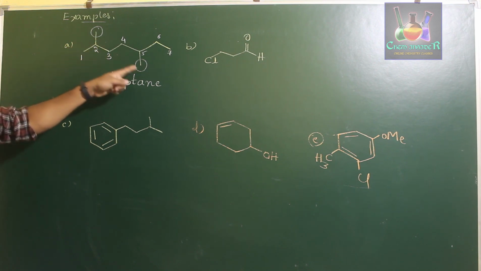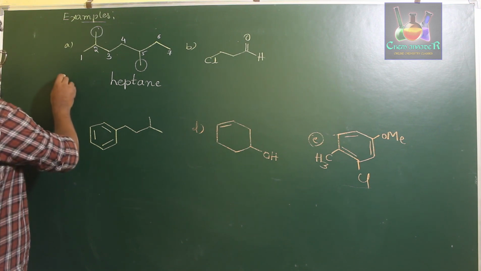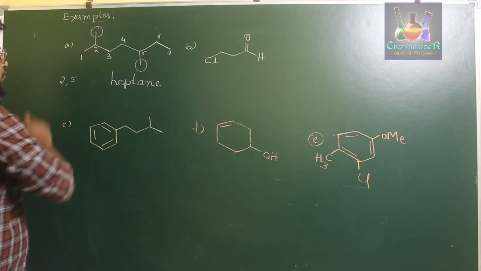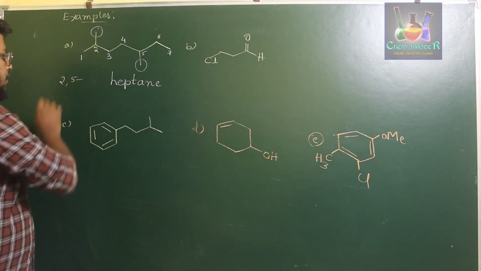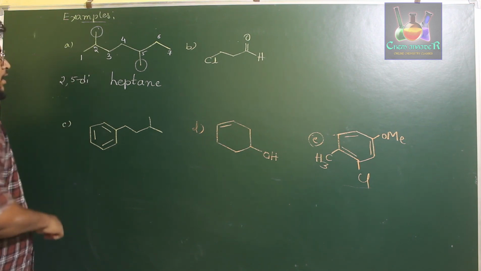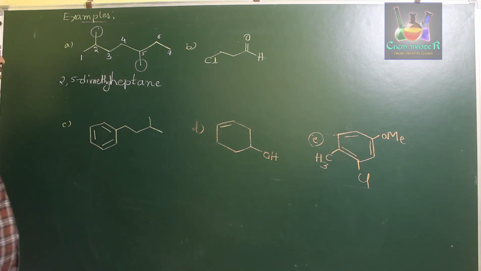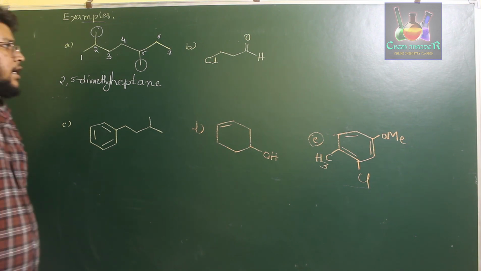Now, since we have 2 methyl groups, that is substitution of identical groups at different positions, we need to number the positions as 2, 5 first, then write a hyphen. Since both the groups are similar, you need to write the prefix di. The group is methyl. The compound is 2,5-dimethyl heptane. The compound name is 2,5-dimethyl heptane.